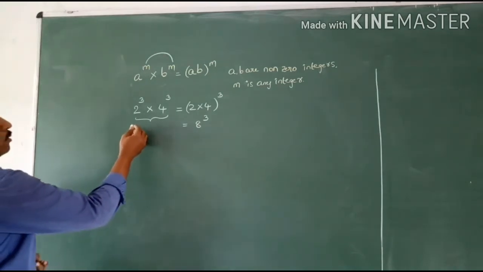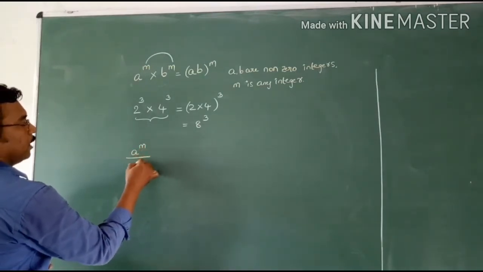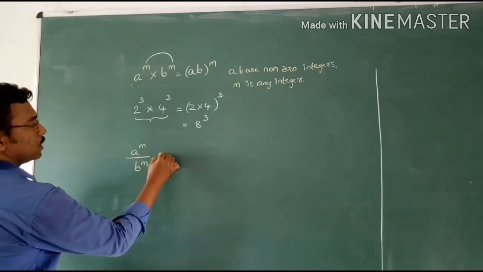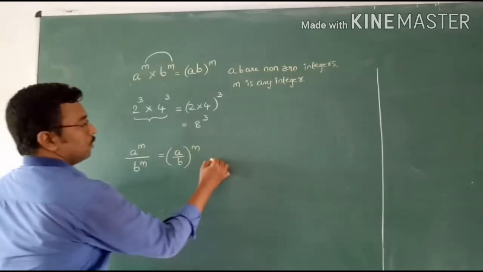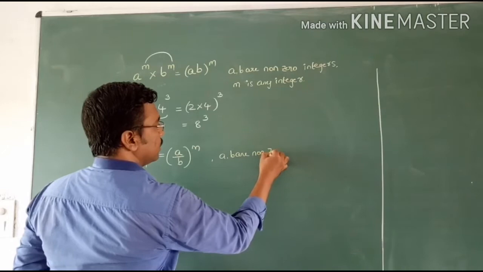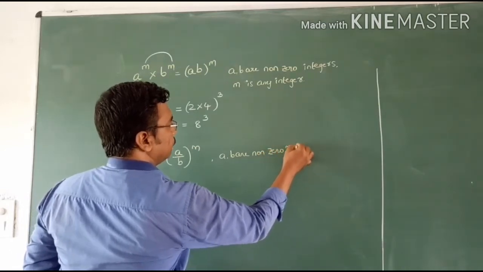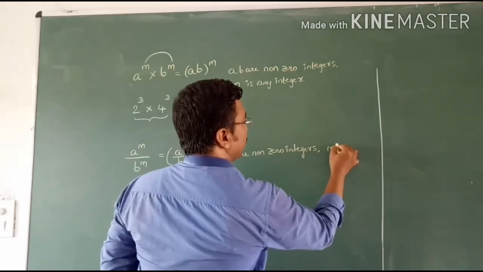So one more law: a power m by b power m. So this can be written as a by b whole power m. a, b are non-zero integers, m is any integer.